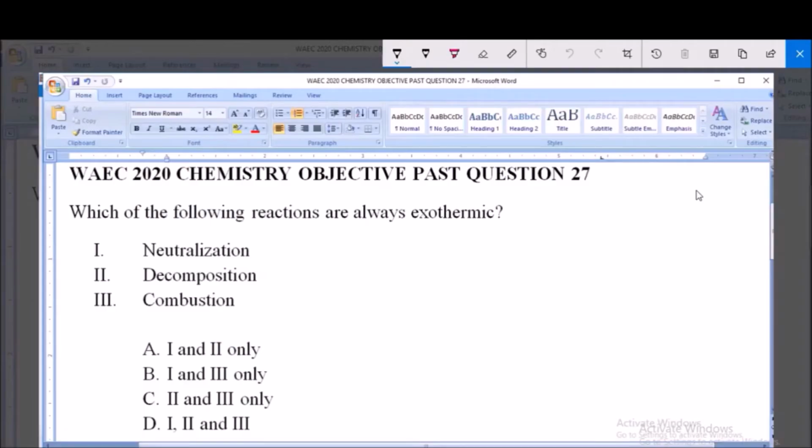Hello and welcome. I'm going to be answering WAEC 2020 Chemistry Objective Past Question 27. Which of the following reactions are always exothermic? So you have three reactions listed: 1 neutralization, 2 decomposition, 3 combustion. So A 1 and 2 only, B 1 and 3 only, C 2 and 3 only, D 1, 2 and 3.